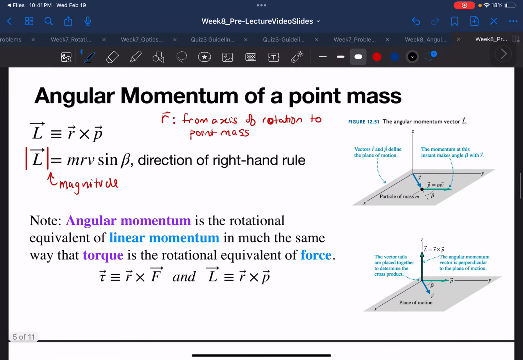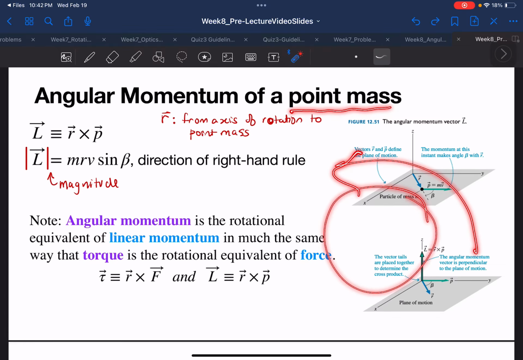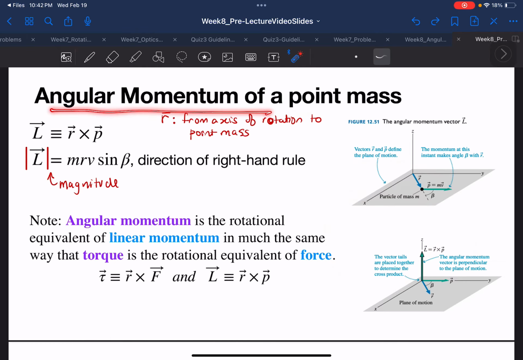Next, we want to talk about how to calculate angular momentum. Now, we're going to calculate angular momentum for some point-like objects. So let's say you have some kind of a point mass that is moving along a curve or moving in a circle. How do you find its angular momentum? Also, what is angular momentum?